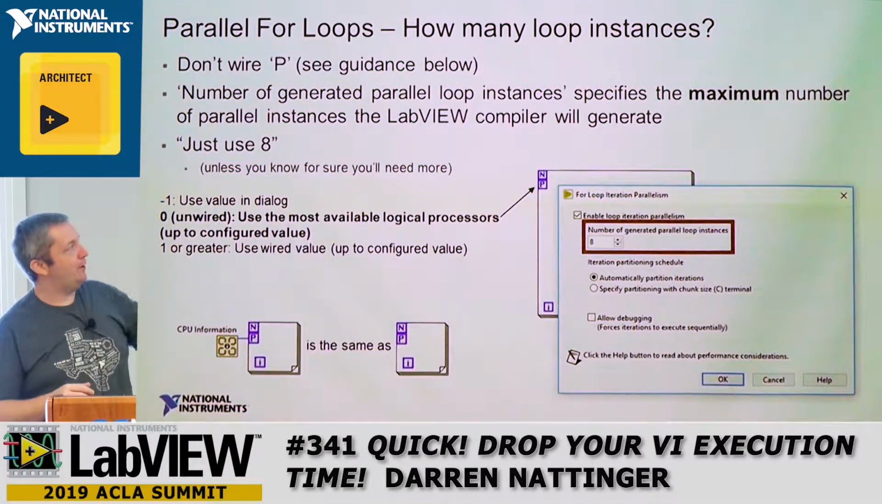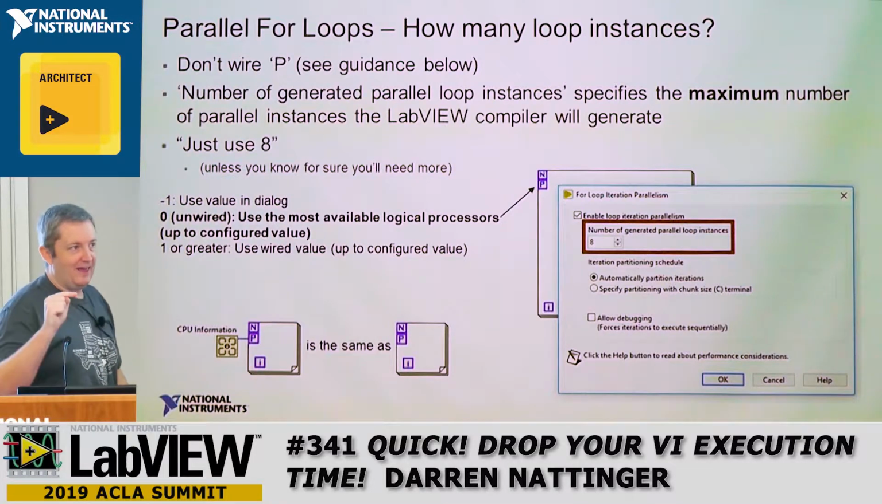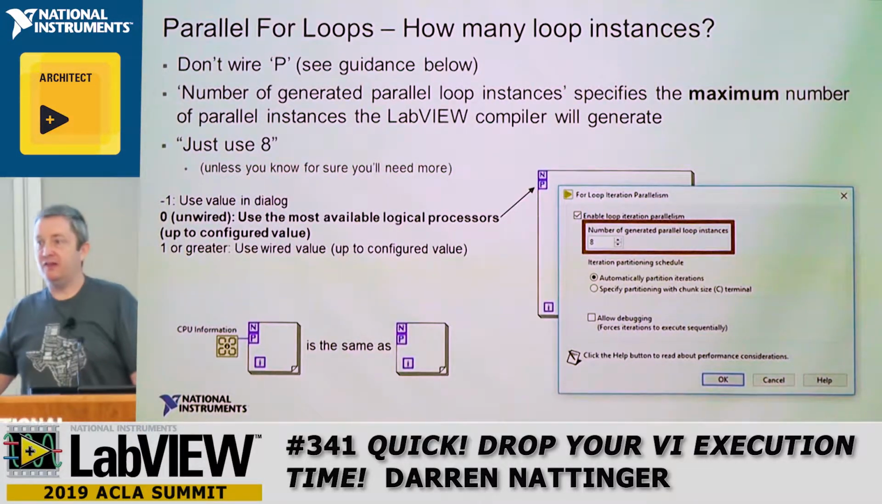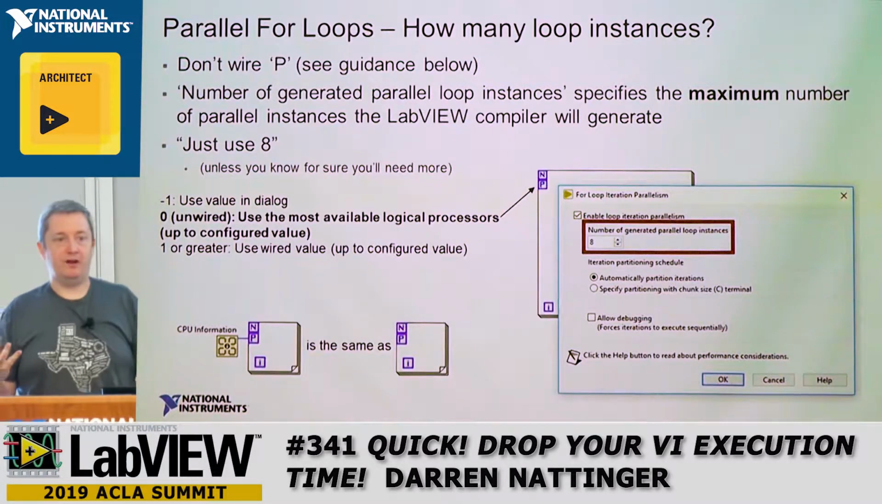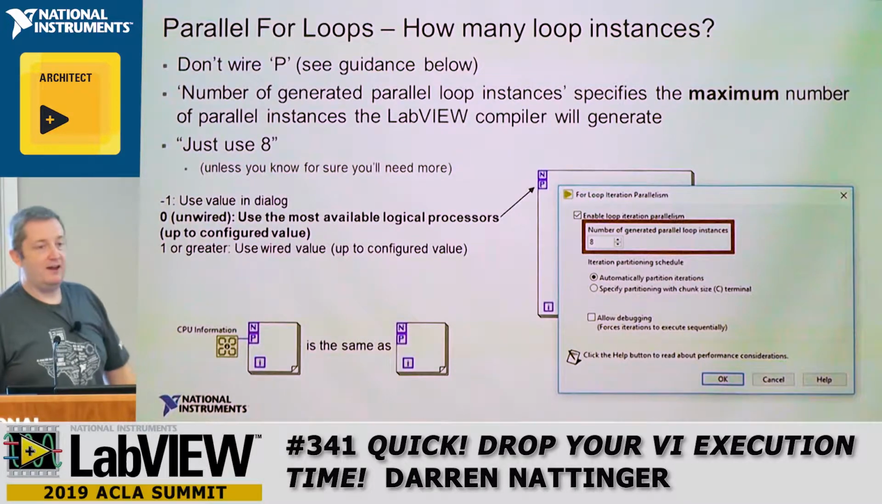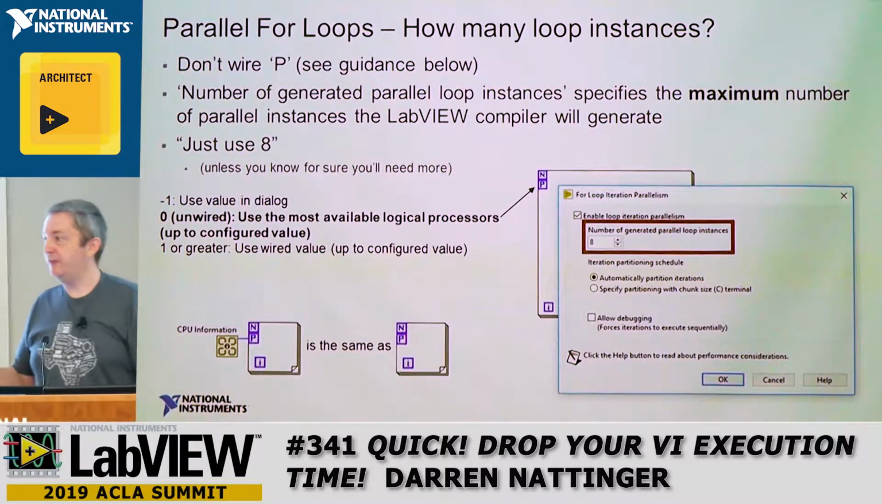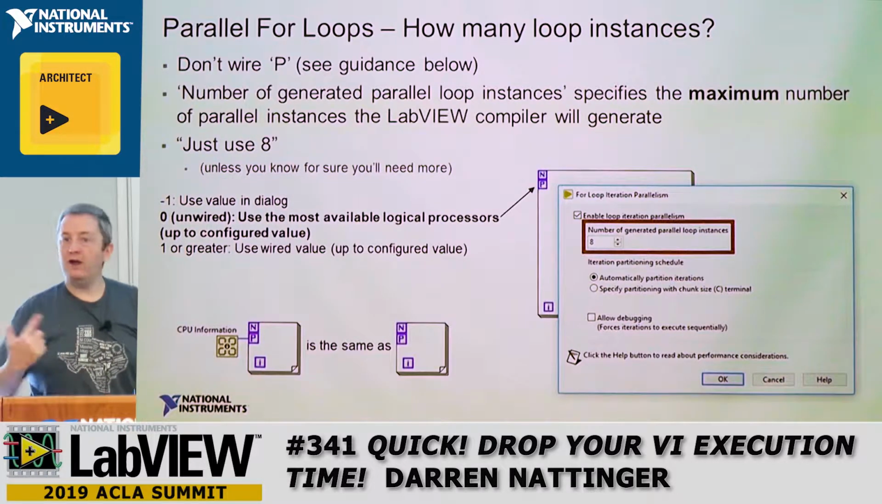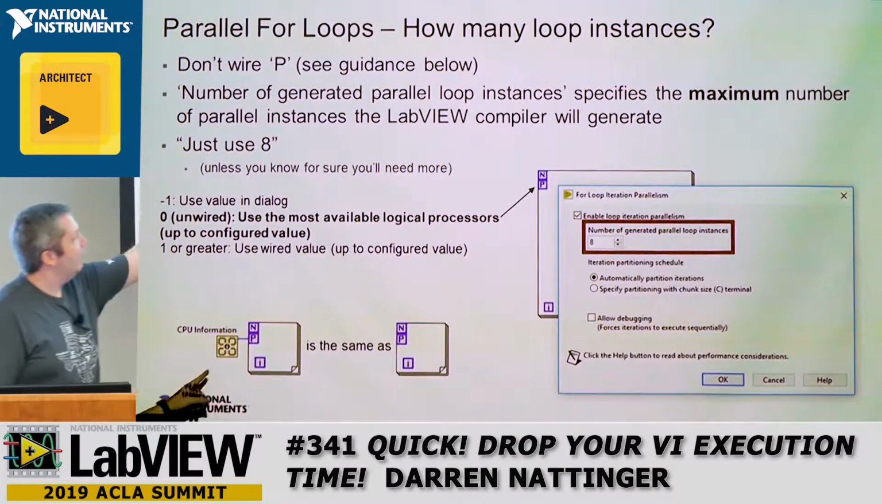I thought it was funny. The number you put in that dialog is absolutely the maximum number of parallel instances that LabVIEW will generate when it compiles that block diagram. So if you are on a 16-core machine, but that dialog says 8, you will never get more than 8 parallel instances of that for loop, no matter what you do, no matter what you wire to this P.